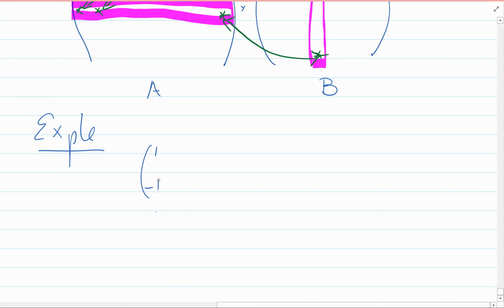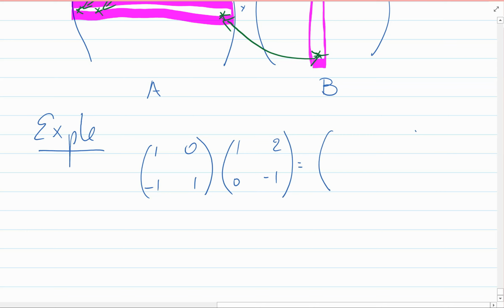Okay, 1, minus 1, 0, 1 times 1, 0, 2, minus 1. So we have no problem. Why? Because we have a 2 by 2 times a 2 by 2. The end result will be what? 2 by 2. Okay? So we are okay. We are safe.